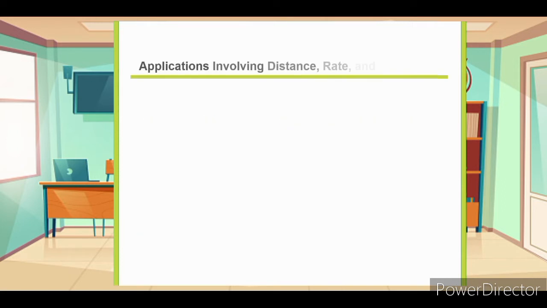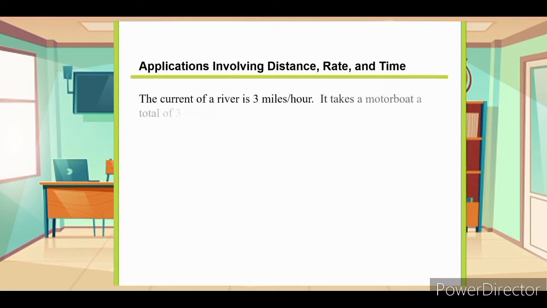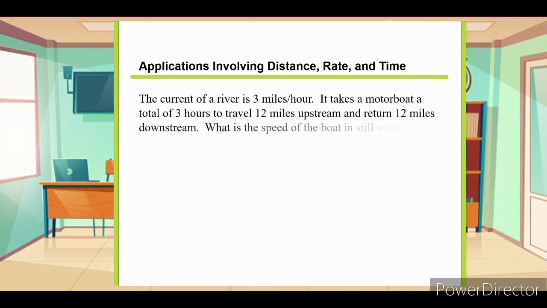Here is another problem involving distance, rate, and time. The current of a river is 3 miles per hour. It takes a motorboat a total of 3 hours to travel 12 miles upstream and return 12 miles downstream. What is the speed of the boat in still water?